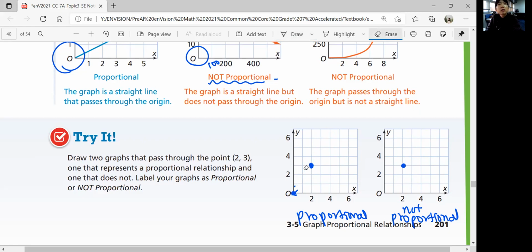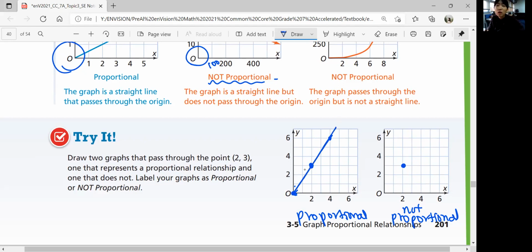That's not accurate because it also needs to go through that point as well. It needs to have the same constant rate of change. There we go. That's more accurate.